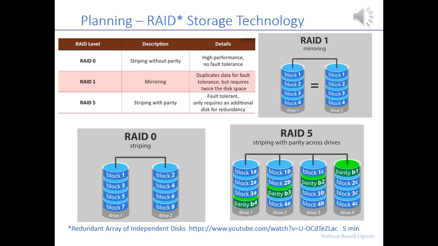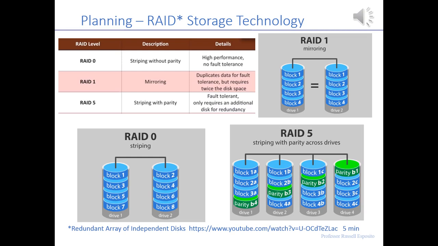So RAID 1 gives you complete fault tolerance because you have redundancy of your disk drives. RAID 0 gives you striping, which gives you speed, but there's no fault tolerance. Something fails, you can't function until you replace it. RAID 5 is the perfect solution.